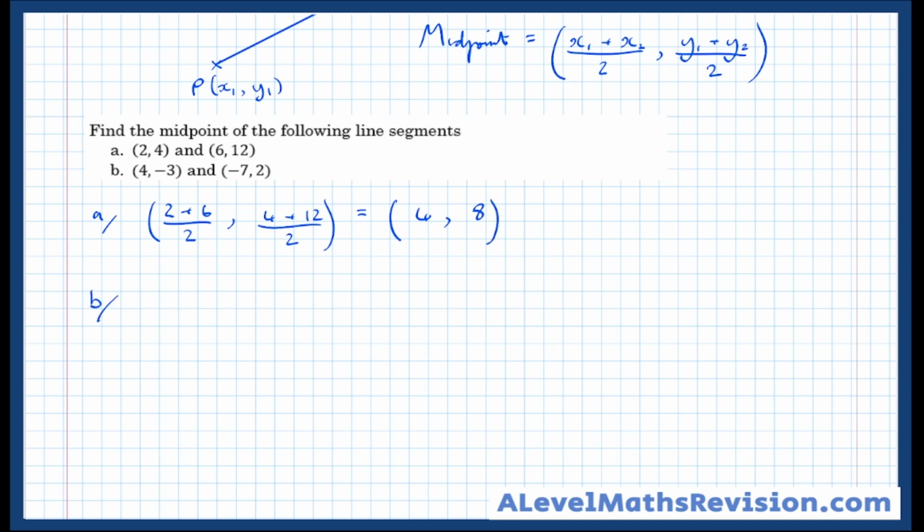Okay, part B. And the only extension here really is it uses negative numbers. So again, no real challenge, nothing groundbreaking. If you want to pause, check your answer. Let's get on with it. So adding the x-coordinates together, dividing by 2. And adding the y-coordinates together, dividing by 2. Which gives x-coordinates, so 4 take 7 is minus 3, divided by 2 is minus 3 over 2. And minus 3 plus 2 is minus 1, divided by 2, which is minus a half. And that is it. Nothing more to the midpoint of a line segment.